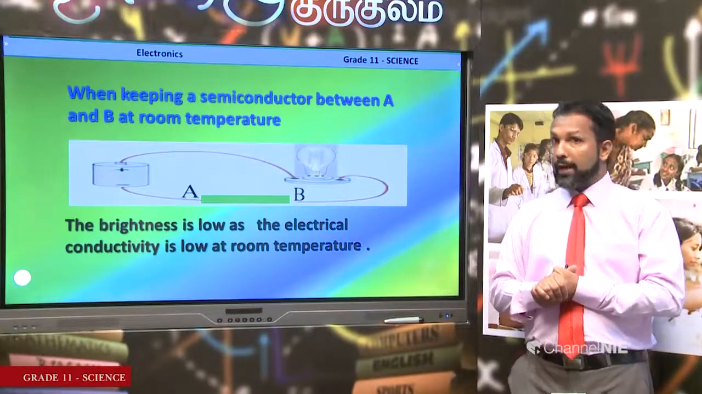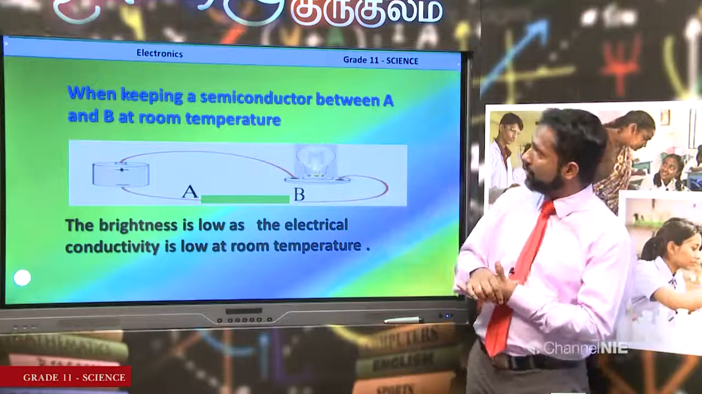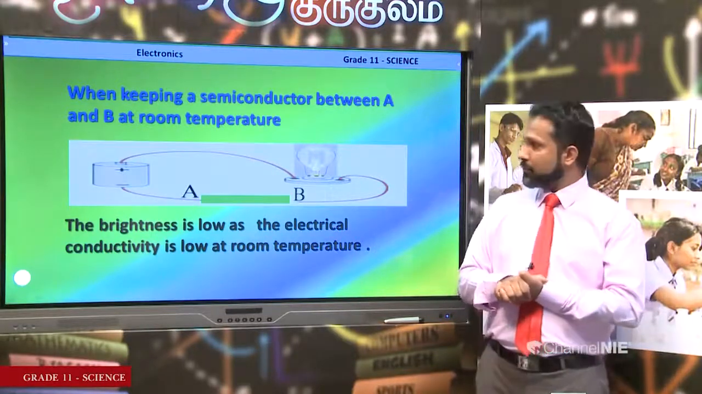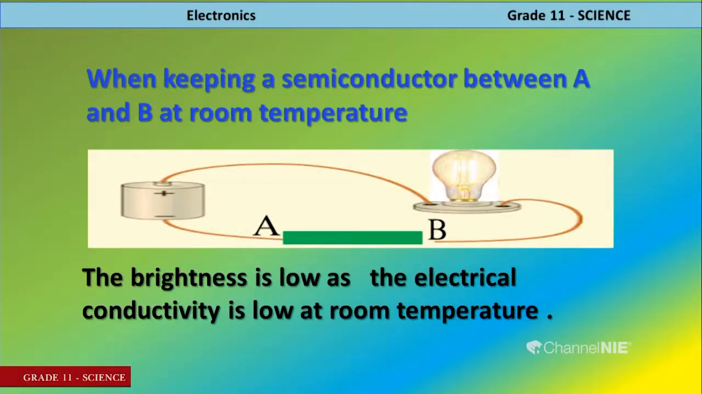Now, we are talking about the effect of temperature on the conductivity of semiconductors. Let's focus our attention on this simple diagram. When keeping a semiconductor between A and B at room temperature, here the green color represents a semiconductor at room temperature. What happens? If we keep this kind of semiconductor in between A and B, the brightness is low as the electrical conductivity is low at room temperature.